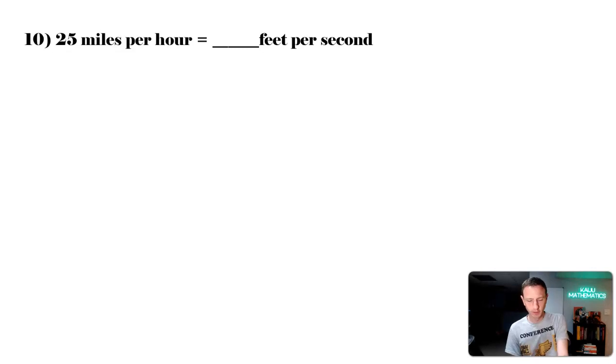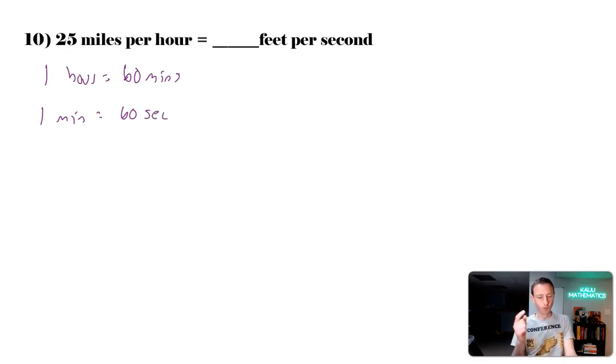This next one, we're going from 25 miles per hour to feet per second. A couple conversions we need to know. First of all, we need to know hours to minutes, minutes to seconds, and then we can go from hours to seconds. So 1 hour equals 60 minutes. Then we know 1 minute is equal to 60 seconds.